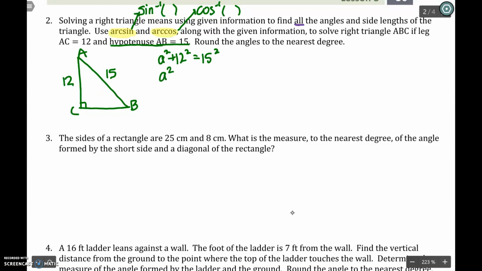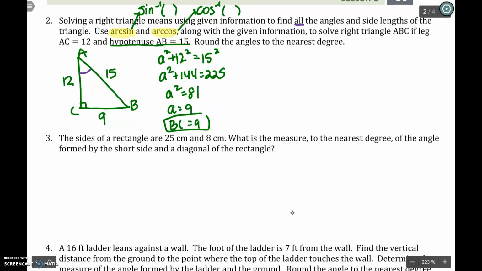And so when I go to find that, I'm going to find that the missing side is 9. So BC is 9. Next, I want to find the angles. So I'm going to start with angle A.